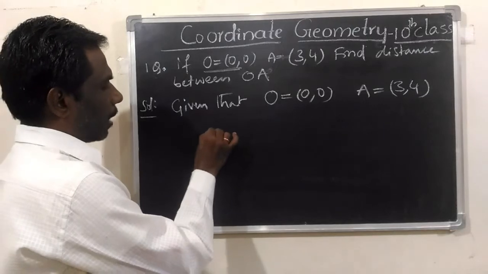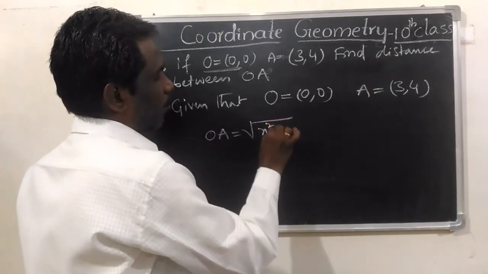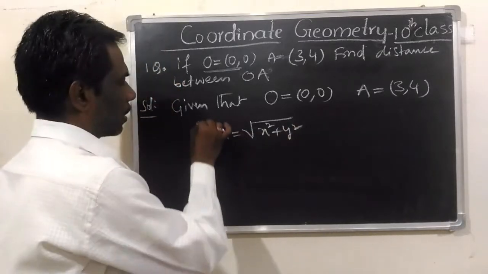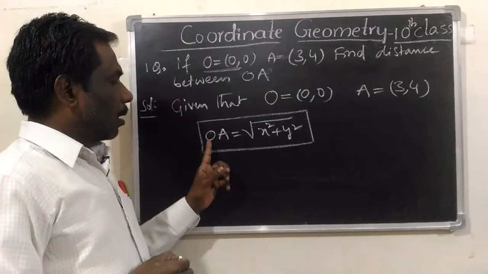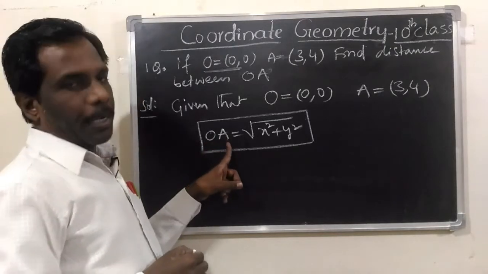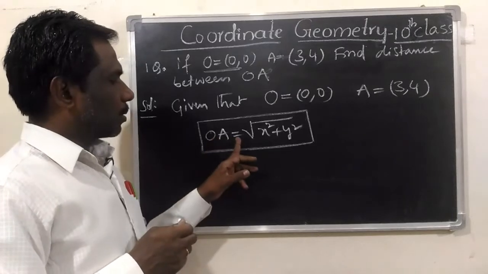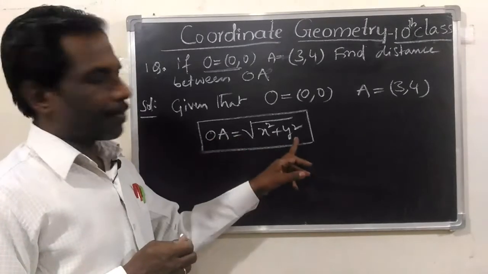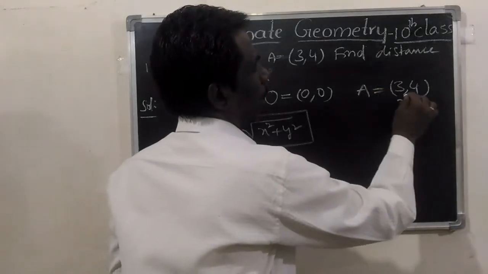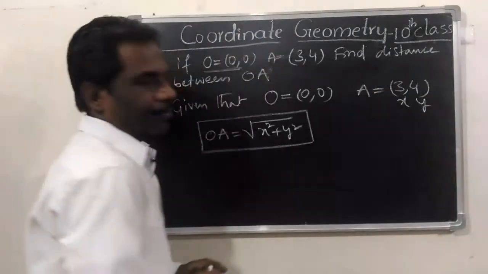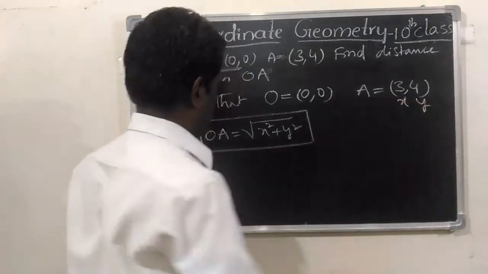So use the formula OA equals under root of x square plus y square. What is the formula? Distance between origin and a point. A point is any one point. So the distance is under root of x square plus y square. Here take the coordinates as x comma y. Now I am going to substitute x as 3 and y as 4.